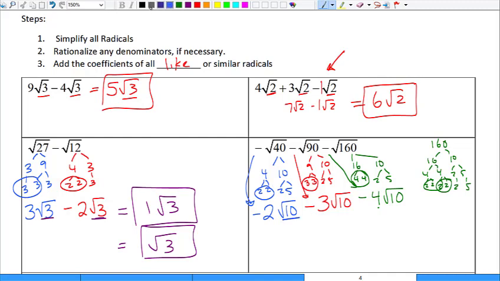Now, are my radicals all the same? I have root 10, root 10, root 10. I sure do. So my answer is going to have something root 10 in it. So I'm going to add the coefficients, in this case negative 2 minus 3 is negative 5. Negative 5 minus 4 more is negative 9.